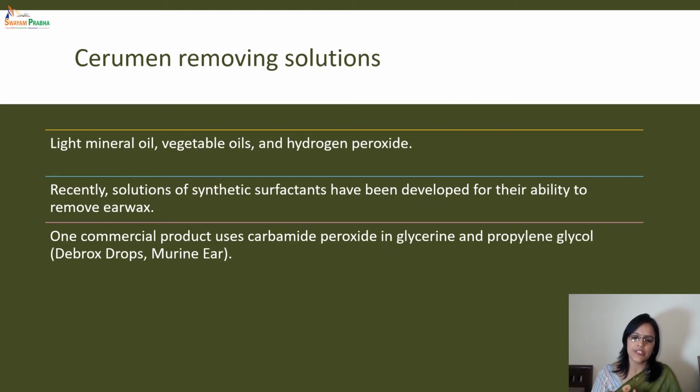Common agents which are used for removal of cerumen include light mineral oil, vegetable oils, hydrogen peroxide, and recently solutions of synthetic surfactant have been developed for their ability to remove ear wax. Commercial products like Glycol, Debrox drops, Murine ear are used.